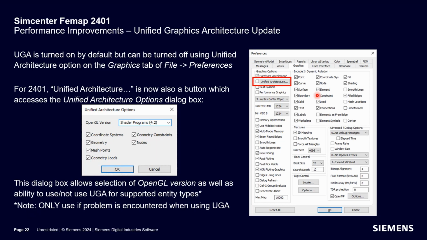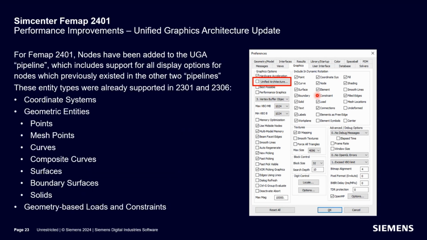So the idea here is that once this is complete, you won't have to switch between best possible or turn on and off performance graphics to get different graphics settings to work. It should just all work under the unified architecture. And again, in this release, nodes have been added to the UGA pipeline. And these are all the entities that were already supported through 2301 and 2306.